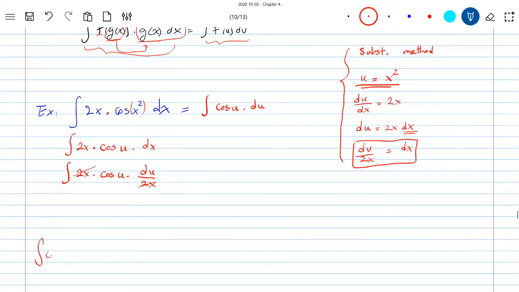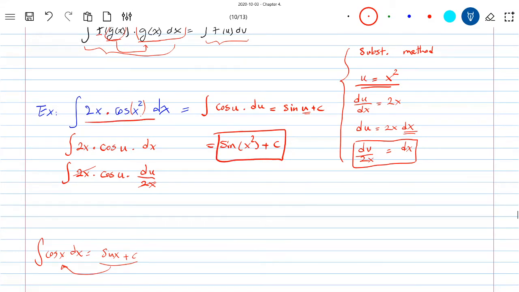If they ask you what is the integral of cosine x dx, what would be the answer? The answer must be sine x plus some constant c, because the derivative of this is simply cosine x. If they ask you what is the integral of cosine u du, this is sine of u plus some c, because the derivative is with respect to u. So sine of u plus c. What is u? We picked it to be x squared. So this is sine x squared plus c. And this is the integral.